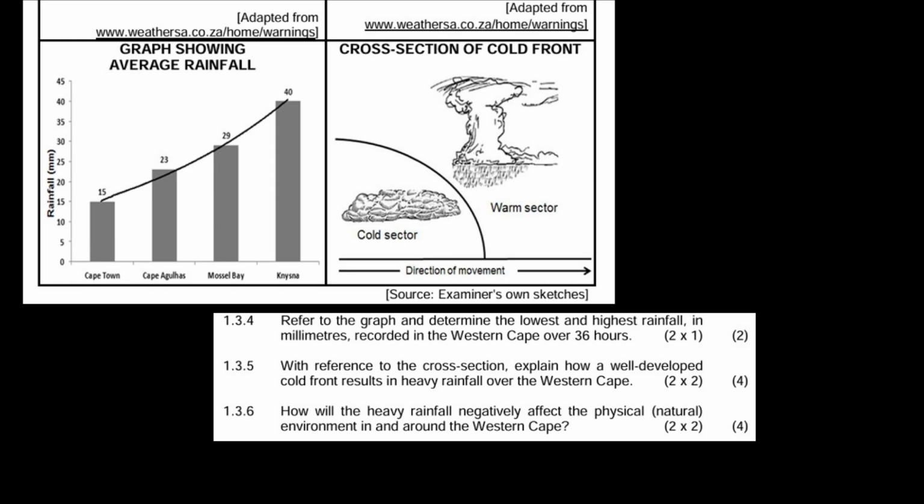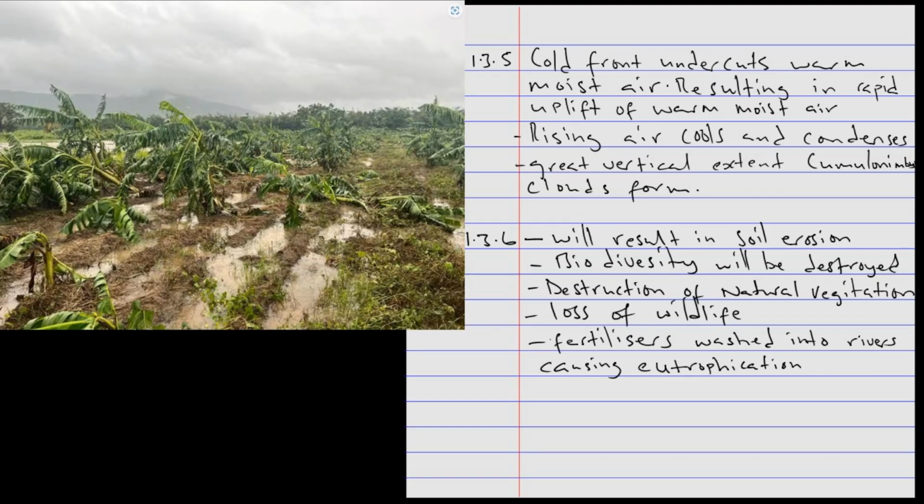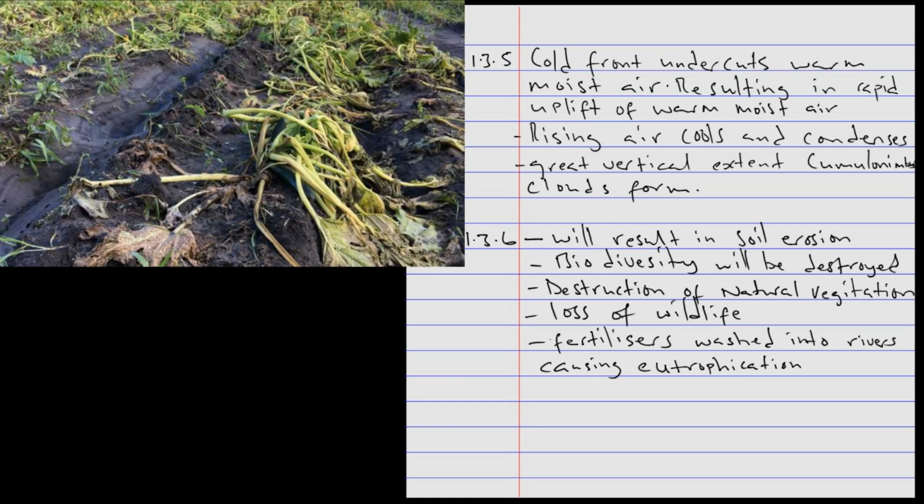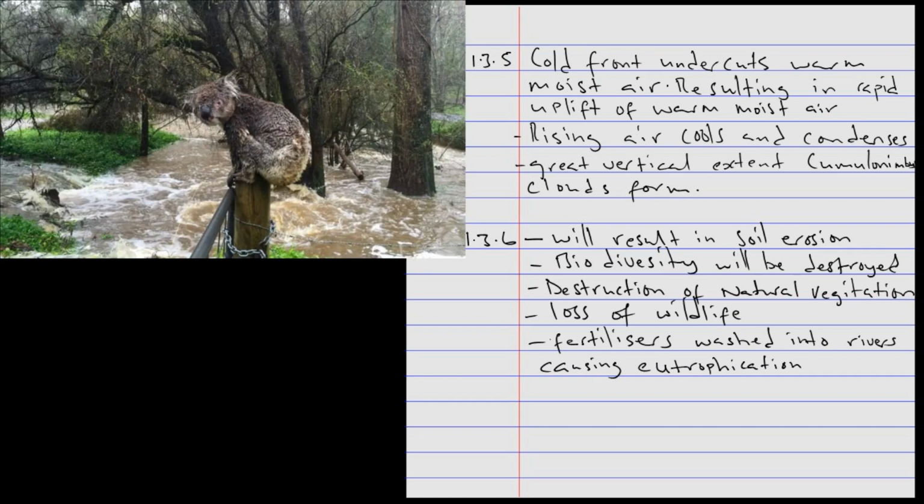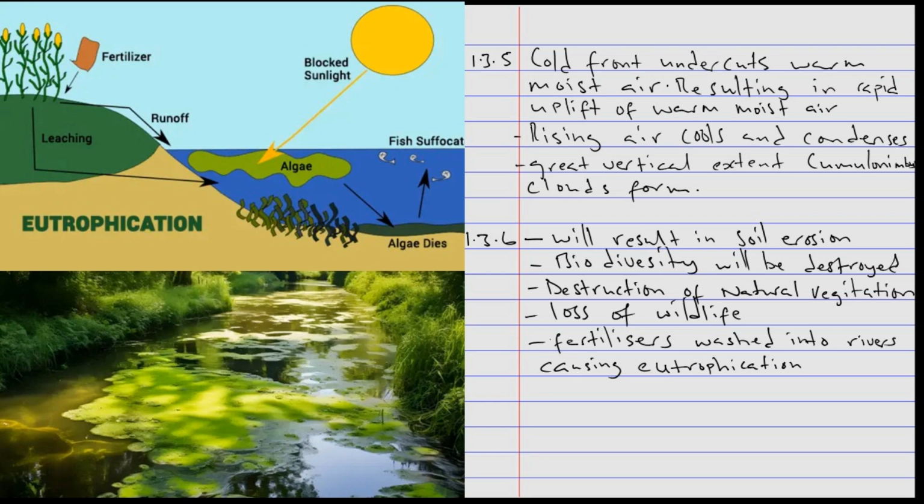So the answers are: they will result in soil erosion, biodiversity will be destroyed, destruction of natural vegetation, loss of wildlife, fertilizers washed into the river causing eutrophication. These are some of the points you can list when you are answering this question.